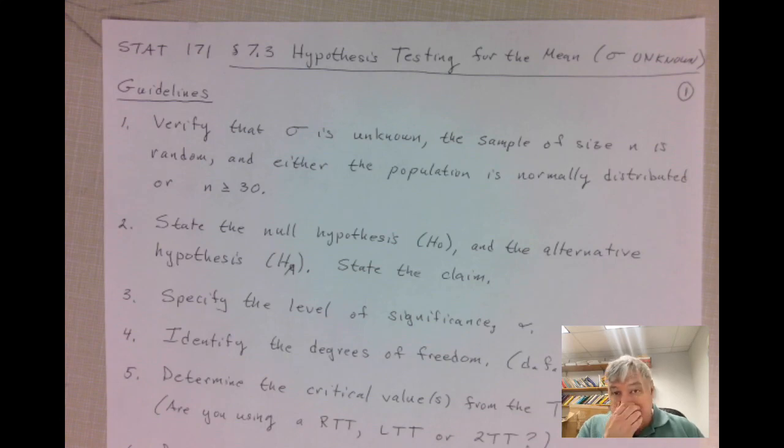So here are the guidelines when we're trying to find the population mean using hypothesis testing. We first, in this case, will verify that sigma is unknown. Then we check that the sample is random, and either the population is normally distributed or the sample size is at least 30. Then, after that's out of the way, we state the null hypothesis and the alternative hypothesis and identify which one is the claim. Remember, if the claim has some sort of equality in it, then it's going to be the null hypothesis. Otherwise, it's the alternative hypothesis.